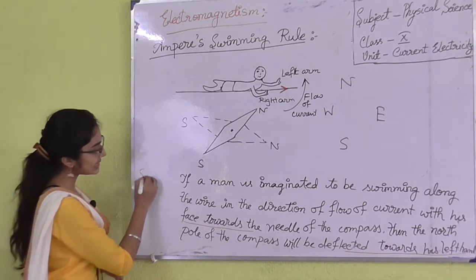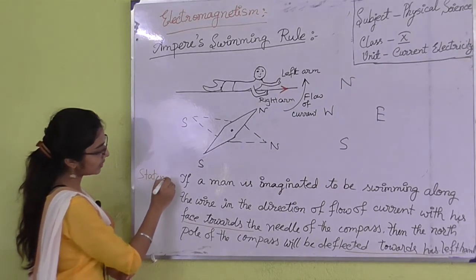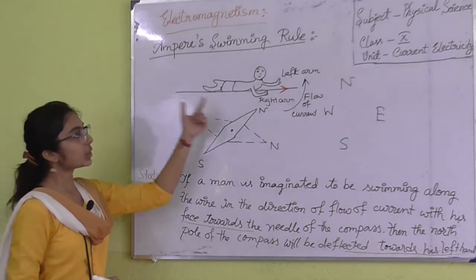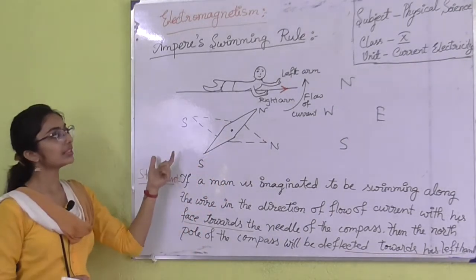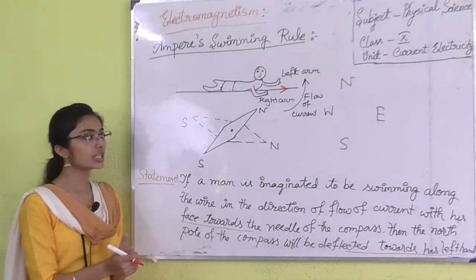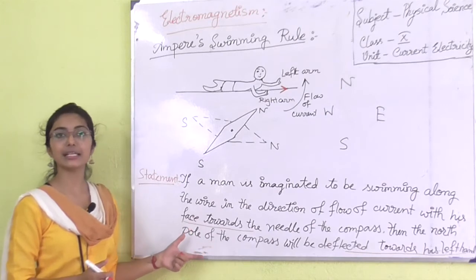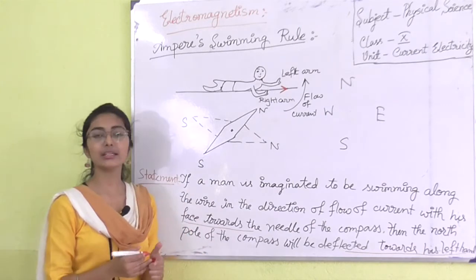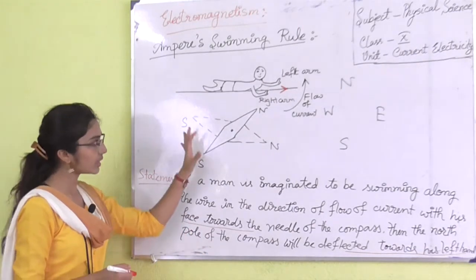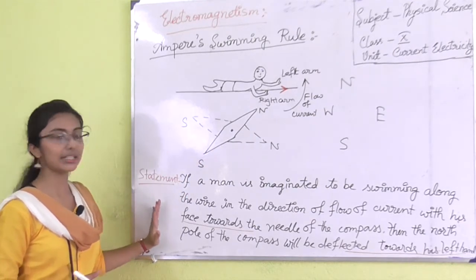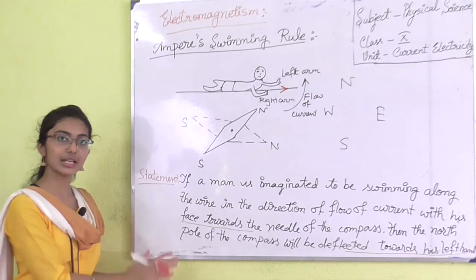You have to learn the statement properly because this is very important for your final examination. The drawing is not compulsory, you can draw it for better explanation, but you have to write the statement as it is written here, okay? And with this drawing you can draw it. I will tell you to draw this along with the statement. This is the proper explanation of Ampere's swimming rule.